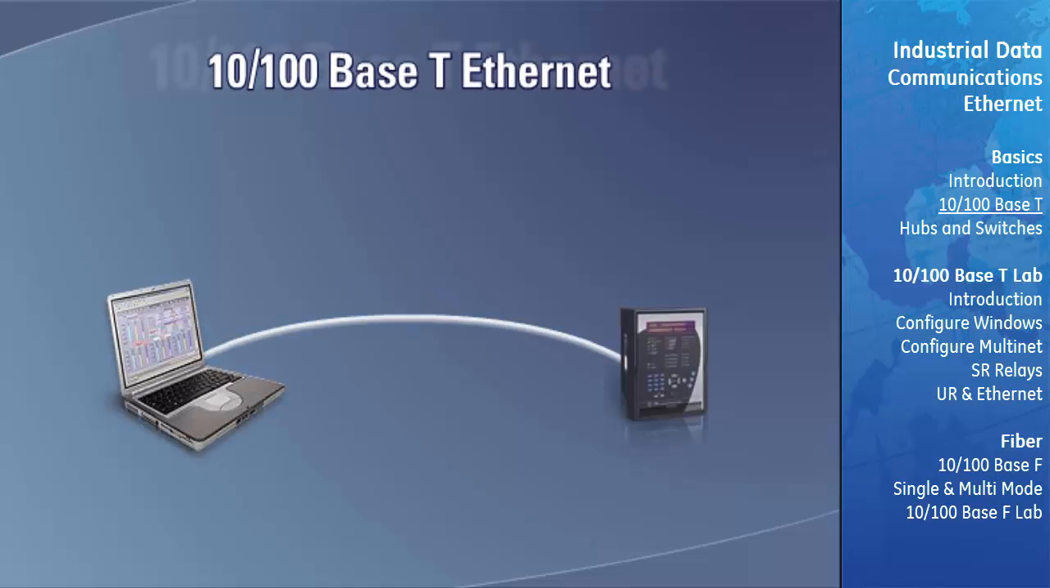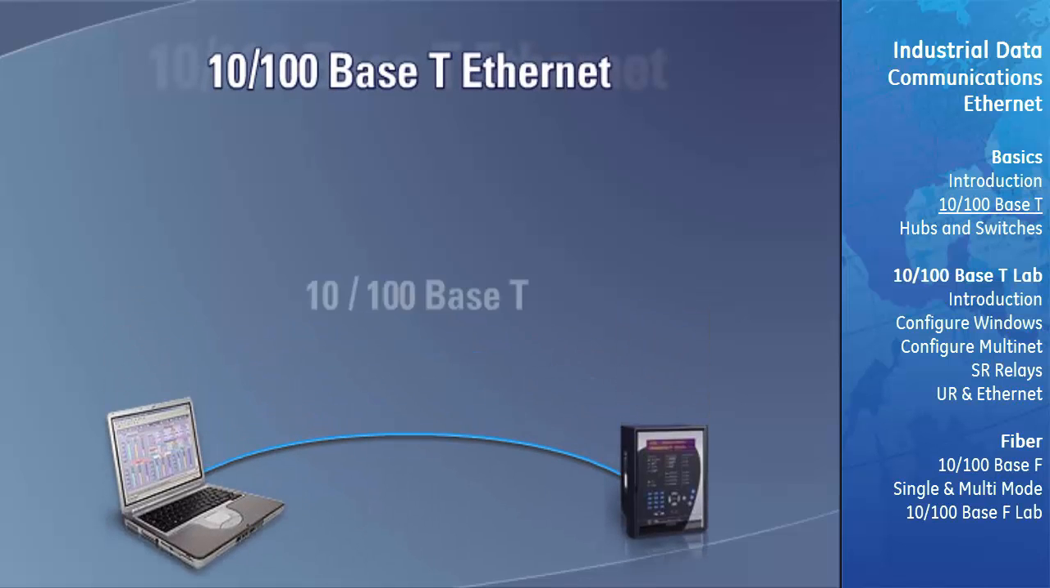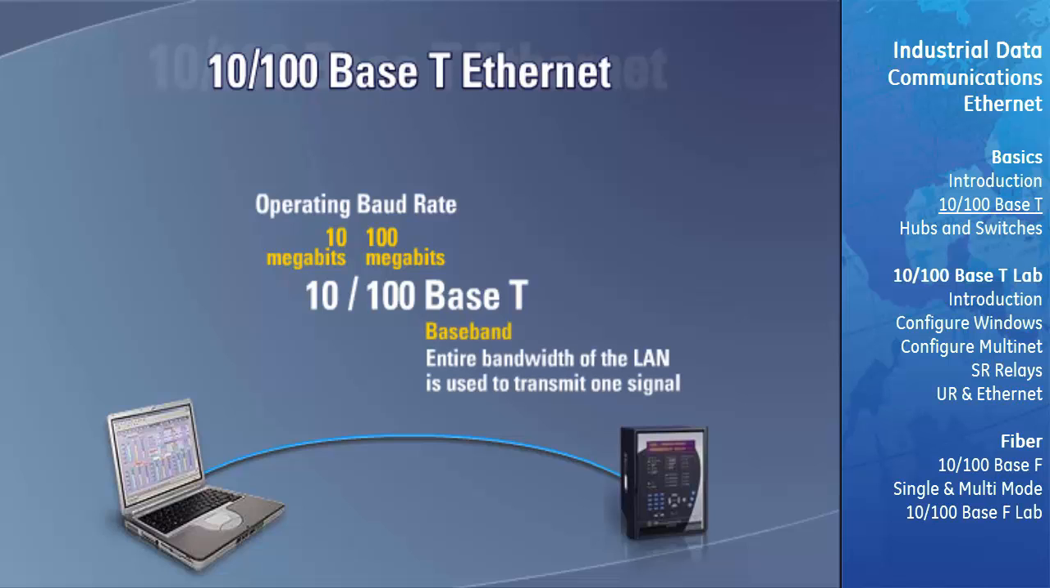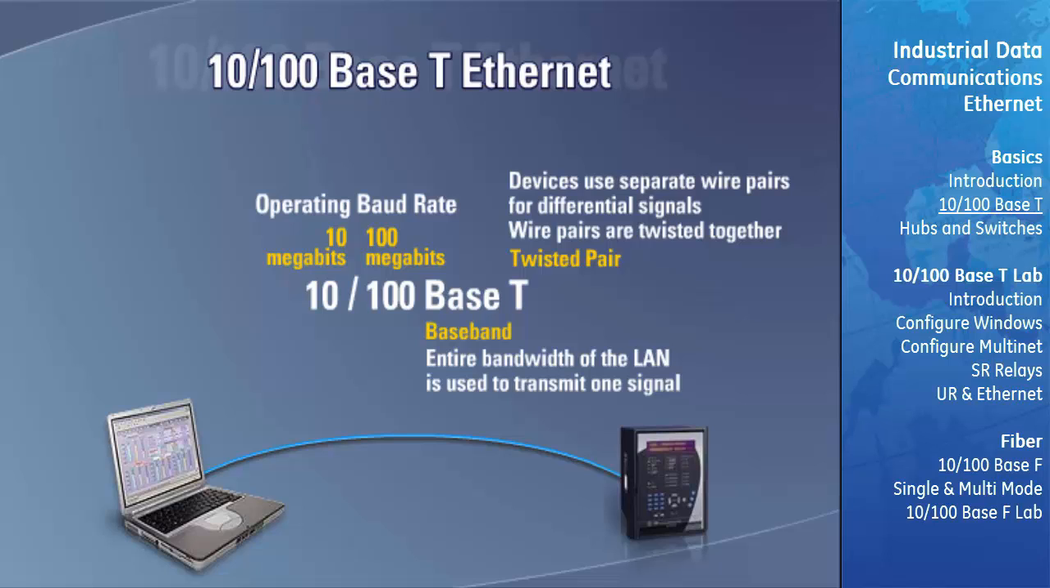The most common electrical standard today is 10/100 Base-T. The 10 refers to the operating baud rate of 10 megabits per second, while 100 refers to a baud rate of 100 megabits per second. Most new equipment can operate at either baud rate, and so the designation 10/100 has evolved to identify this capability. The term base stands for baseband, which means that the entire bandwidth of the LAN is used to transmit one signal. The T stands for twisted pair, which means the transmitter and receiver use separate pairs of wires for a differential signal, with the wire pairs being twisted together.